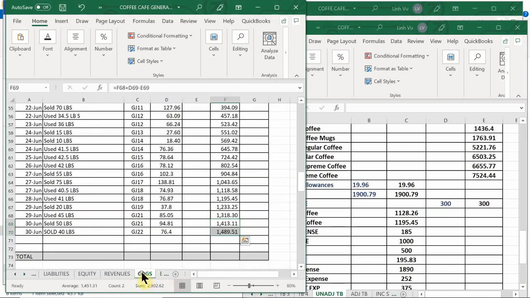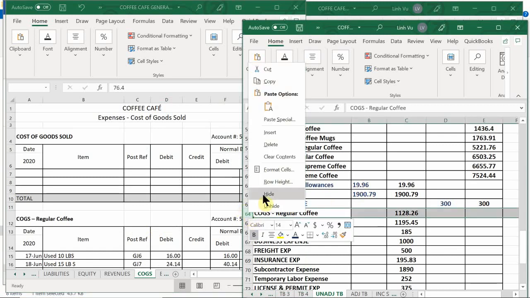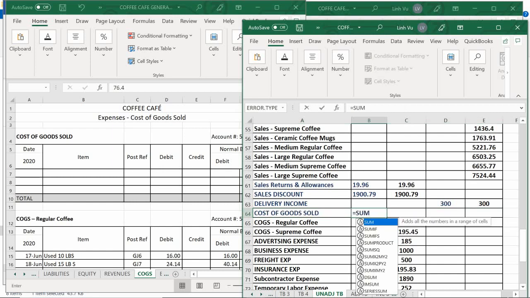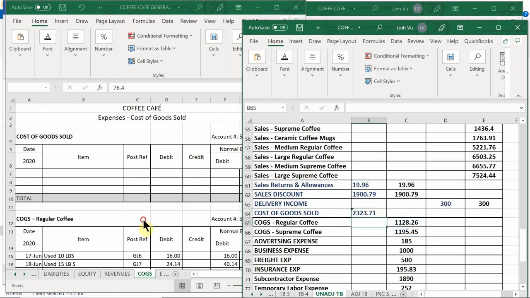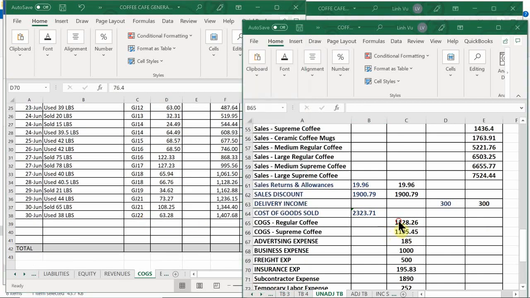Cost of goods sold. So for cost of goods sold, we need to create the main account called cost of goods sold. It is going to include my regular coffee and supreme. Good. Okay. So regular coffee for cost of goods sold, 1,407.68. This is a main account.